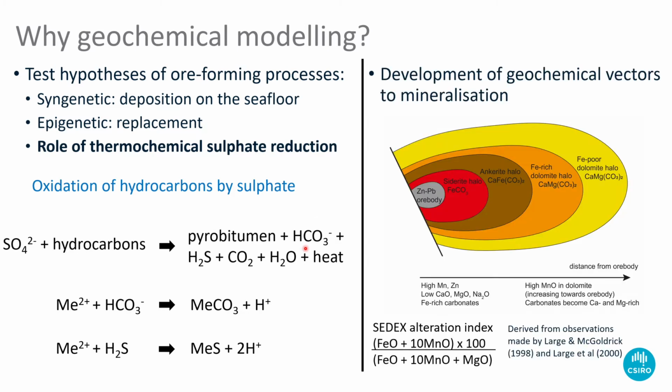The second reason to use geochemical modeling is to develop some geochemical vectors that may help with exploring those mineral systems. Here is a schematic diagram that describes the carbonate composition from proximity to the ore body to a greater distance, and we can see that iron-rich carbonates are generally closer to the ore body, whereas the carbonates at a greater distance to the ore body are mostly enriched in calcium and magnesium.